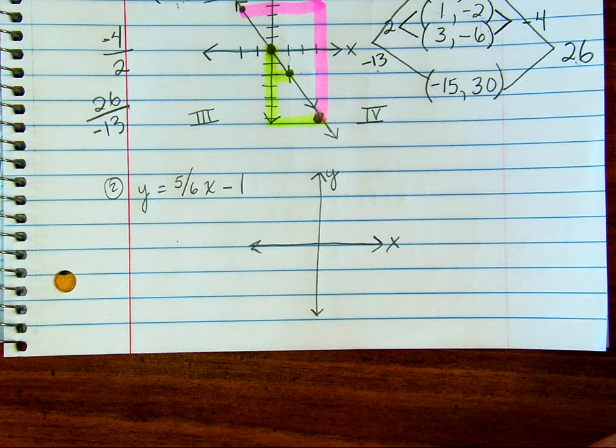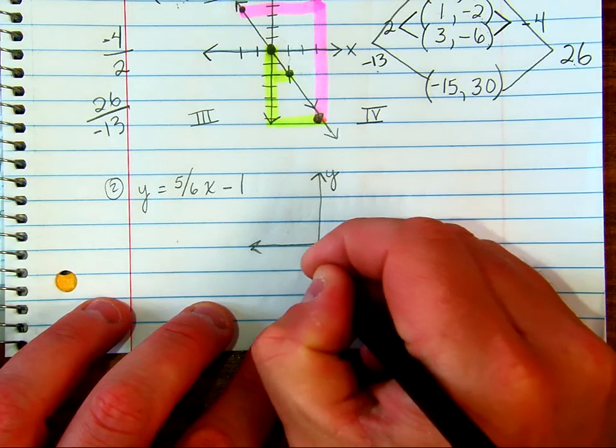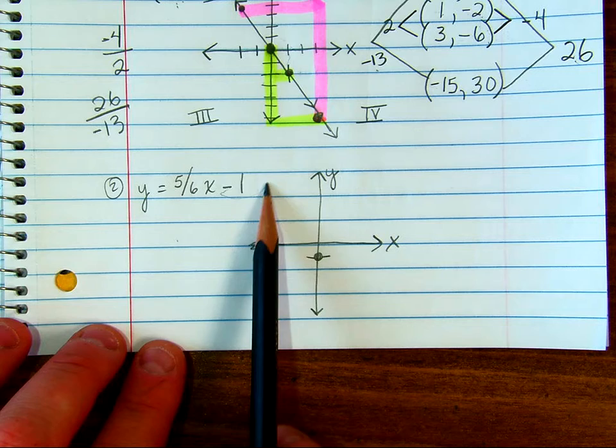Okay. Sebastian, where do you think our line is going to start? Pass through the y-axis at what location? -1 is the correct answer. Nice job. It's right here. There's our y-intercept. It's being subtracted from x.